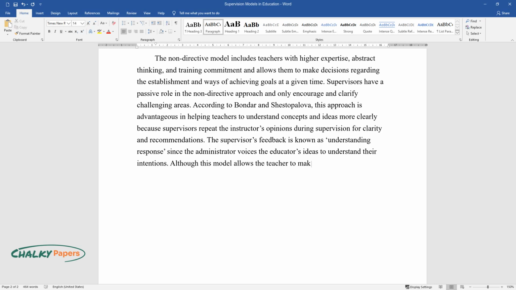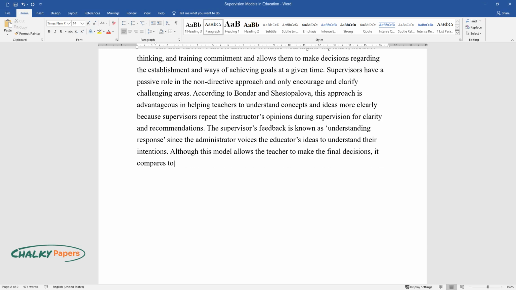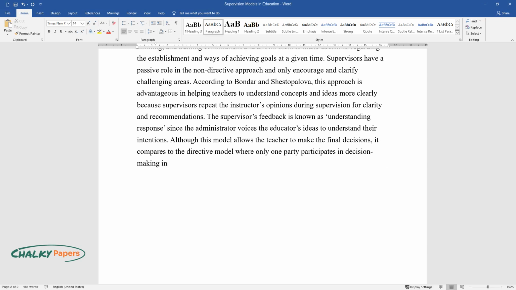The supervisor's feedback is known as understanding response, since the administrator voices the educator's ideas to understand their intentions. Although this model allows the teacher to make the final decisions, it compares to the directive model, where only one party participates in decision-making instead of sharing ideas like the collaborative approach.